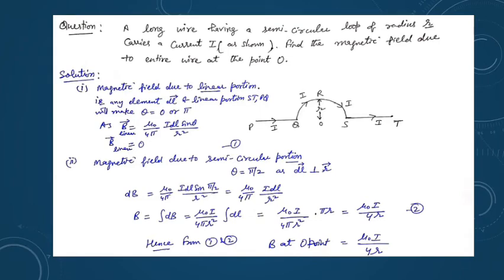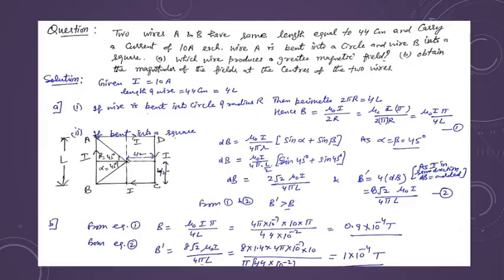So this is a very important question from your examination point of view also. The question there with you says: two wires A and B have the same length equal to 44 centimeter and carry a current of 10 ampere each. Current carried is 10 ampere in both the wires. Wire A is bent into a circle. So the first wire is a circle, and the second wire is bent into the form of a square as the diagram shows.